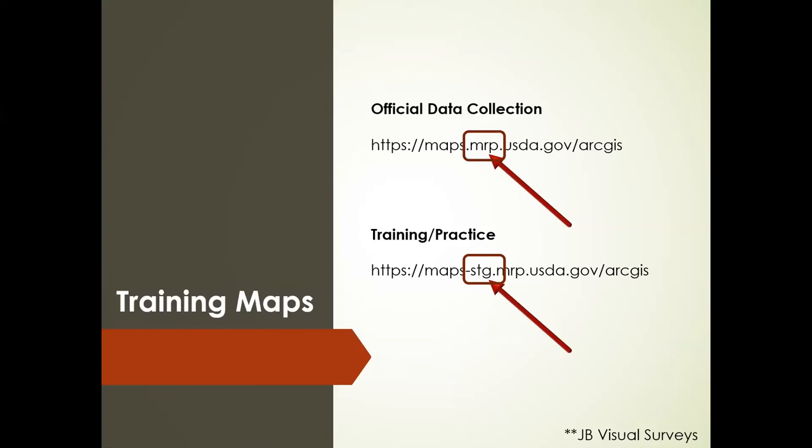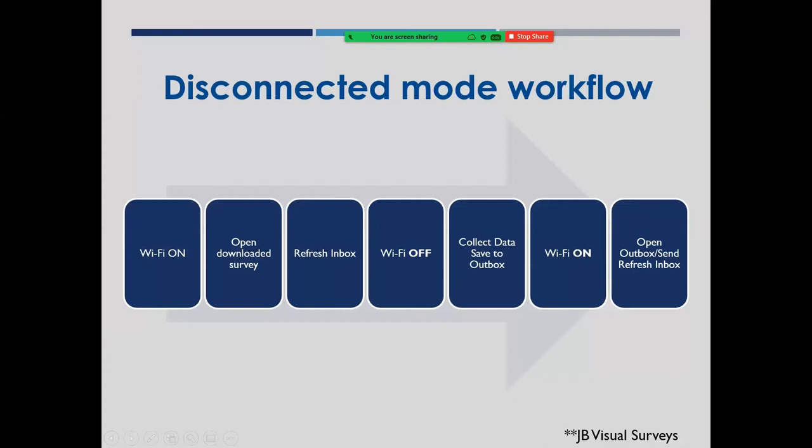So be very sure when you are entering real data or official data, that it's going to this plain MRP official data collection URL, and that's what you're signed into. And when in doubt, sign out and check it out. Wow, that was a lot of rhymes, but be very careful. In any case, just be aware of these two locations and be sure you're in the correct one when you're collecting data. The disconnected mode workflow is possible in Survey123.